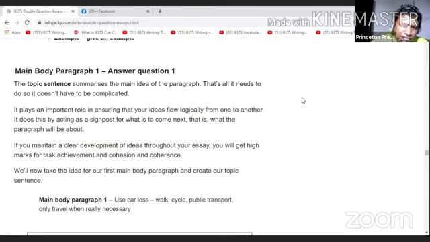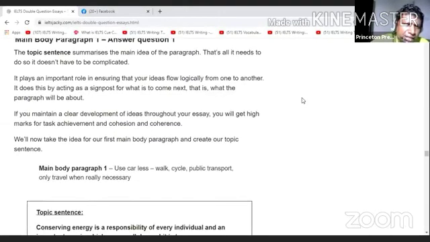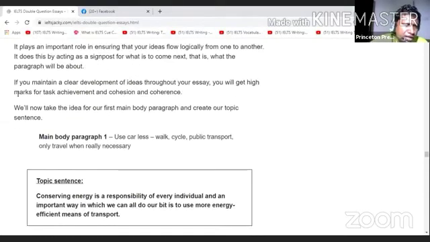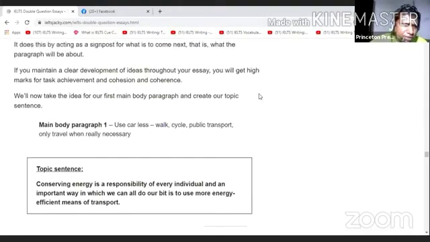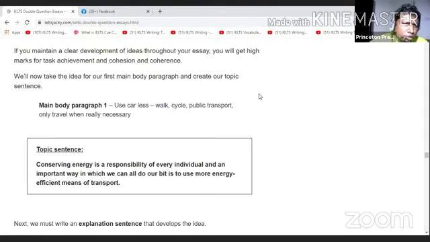All it needs to do is summarize; it doesn't have to be complicated. It plays an important role in ensuring that your ideas flow logically from one to another. It does this by acting as a signpost for what is to come next. This is what the paragraph will be about. If you maintain a clear development of ideas throughout your essay, you will get high marks for task achievement and cohesion and coherence. These are two criteria.